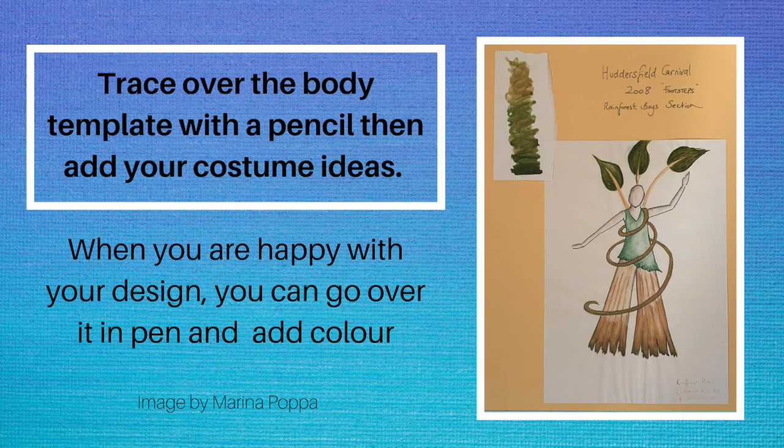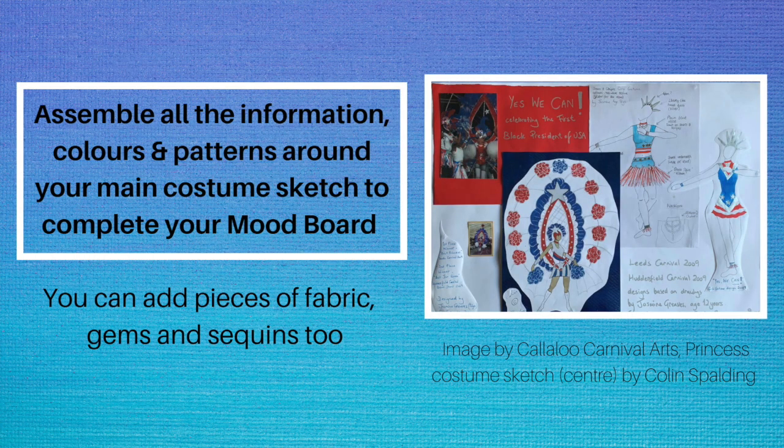Trace over the body template with a pencil, then add your costume ideas. When you're happy with your design, you can go over it in pen and add colour. Assemble all the information, colours and patterns around your main costume sketch to complete your mood board. You can add pieces of fabric, gems and sequins too.